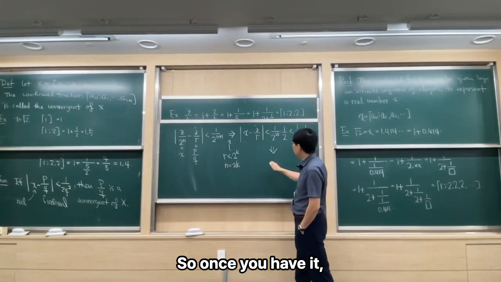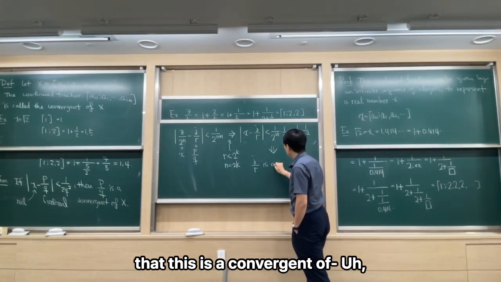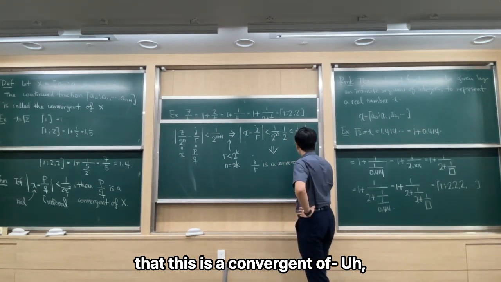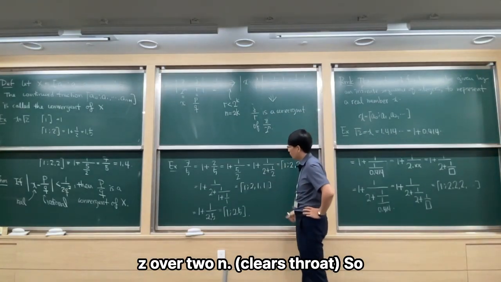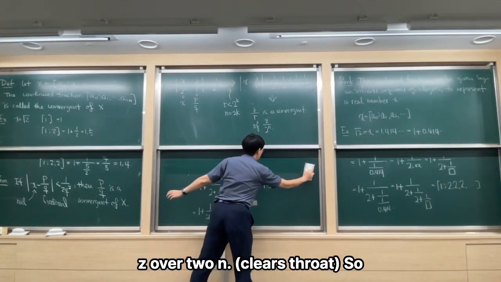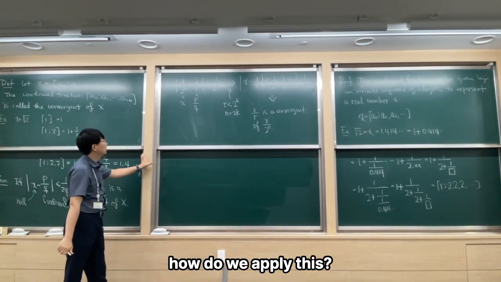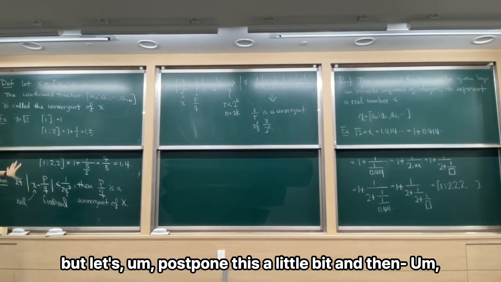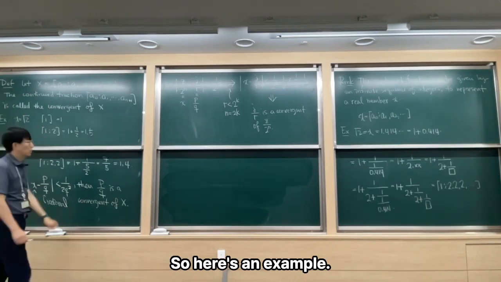Once you have it, then by number theory, the theorem here says that this is a convergent of z over 2^n. So how do we apply this? We're going to prove this theorem, but let's postpone that a little bit and try to conclude our quantum circuit part. So here's an example.